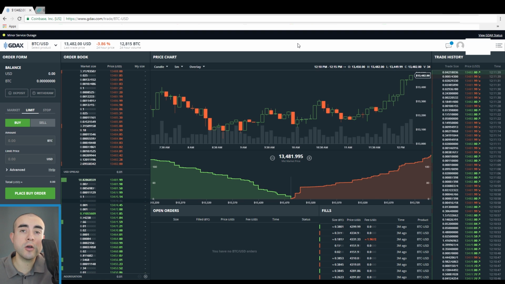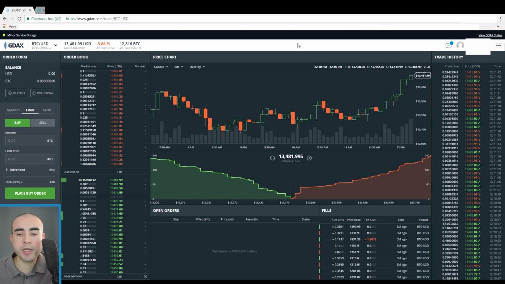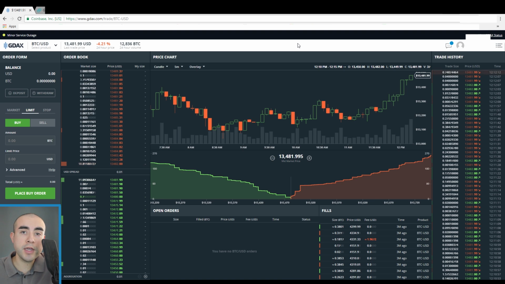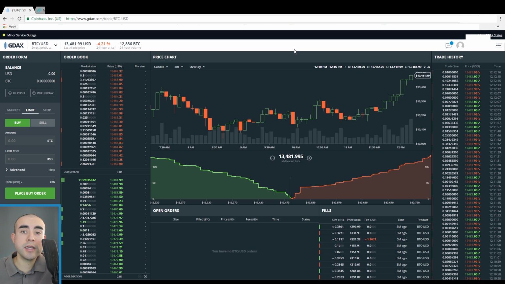So the first thing you'll need to know is that GDAX is actually owned by Coinbase. So Coinbase and GDAX are one and the same when it comes down to it. The only difference is GDAX is a lot cheaper because there are zero fees if you buy and sell the right way. And I'll show you how to do that in just a bit. But basically, if you already have a Coinbase account, then that means you already have a GDAX account. You do not have to create a new account.